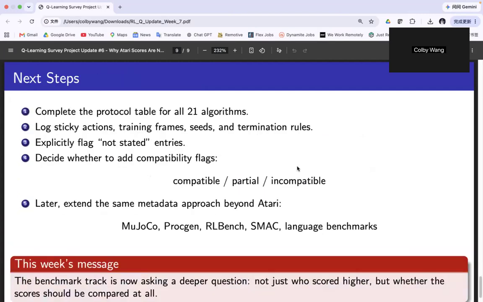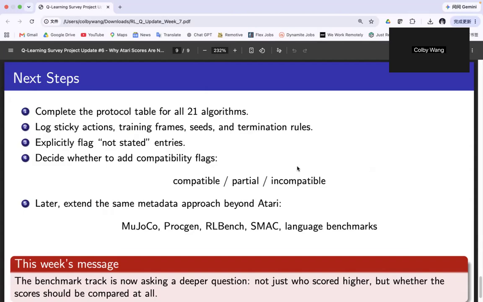Finally, the next step is to complete the protocol metadata table for all 21 algorithms in the benchmark heatmap. For each algorithm, we should log sticky actions, training frames, seeds, and termination rules. It is also important to explicitly flag not stated entries. A missing protocol detail is itself a finding because it tells us the comparison cannot be fully audited. One open question is whether we should add compatibility flags such as compatible, partial, or incompatible. That could make the table easier to read, but it may also introduce too much judgment. Later, we can extend this same approach beyond Atari to benchmarks such as MuJoCo, Procgen Bench, SMAC, and language-oriented benchmarks.